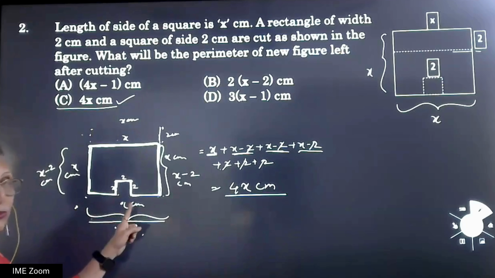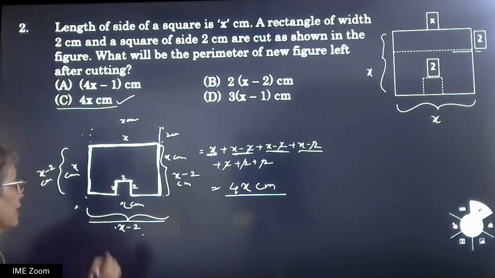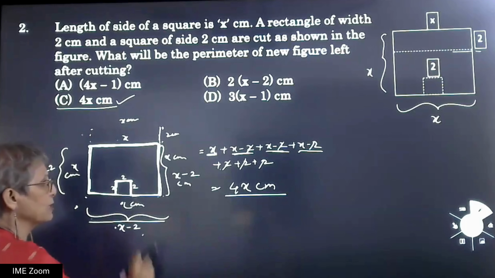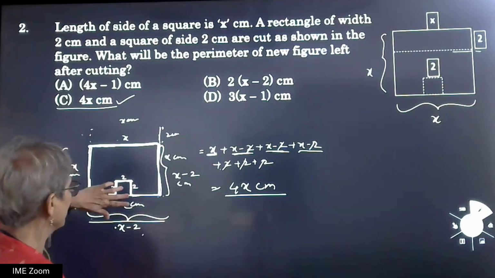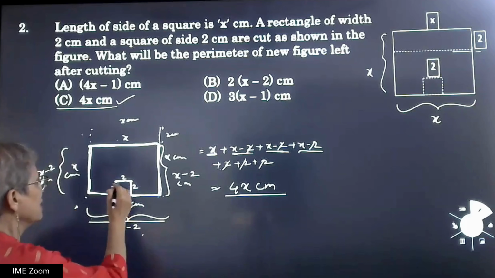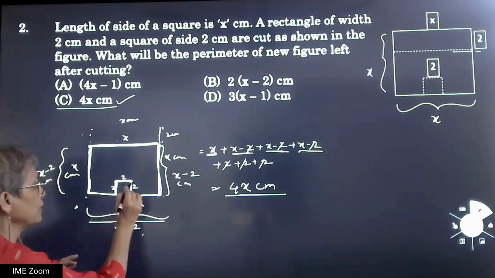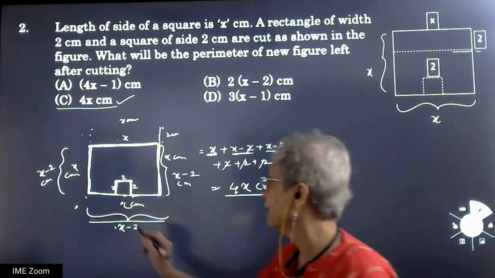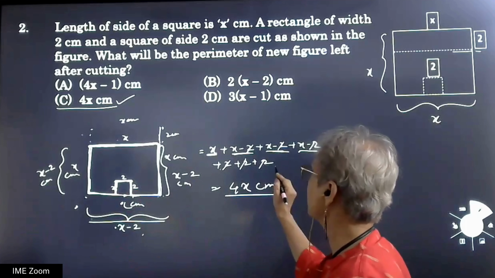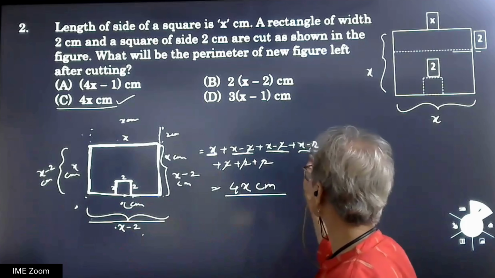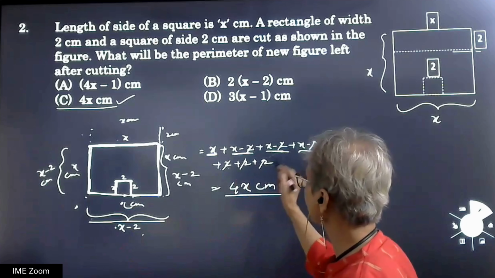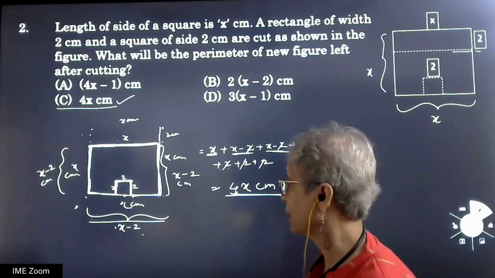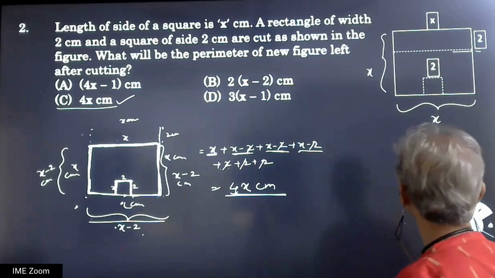Always think of this also, otherwise you will get a wrong answer. You are cutting only this much portion. It was like this, and only this much part I cut, removed, and therefore this part is as it is. This 2 plus 2 plus 2 is as it is, because it is a square. So all sides are 2, 2, 2, right? And we have to add them together. And this minus 2, minus 2, minus 2, plus 2, plus 2, plus 2, they will get cancelled, and only 4x will remain. So perimeter is 4x. Okay, let us move to the next question.